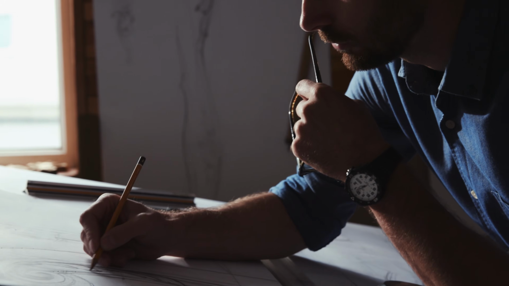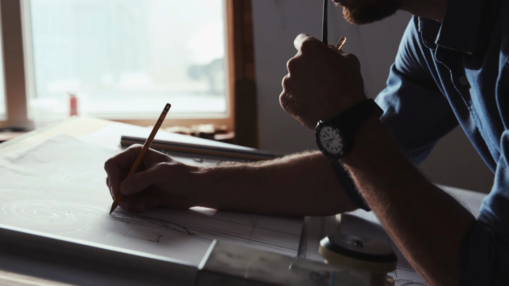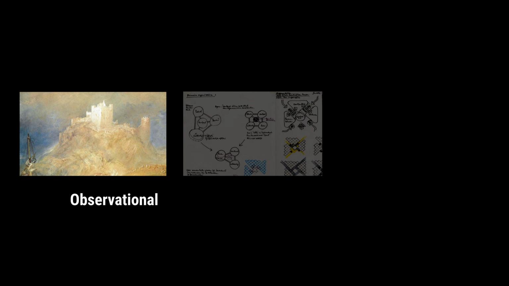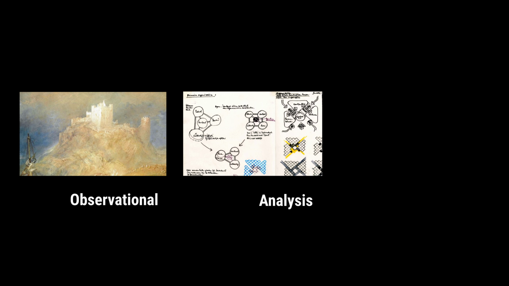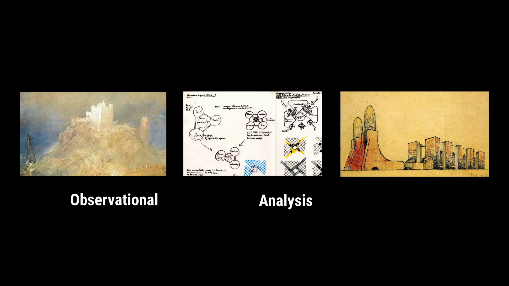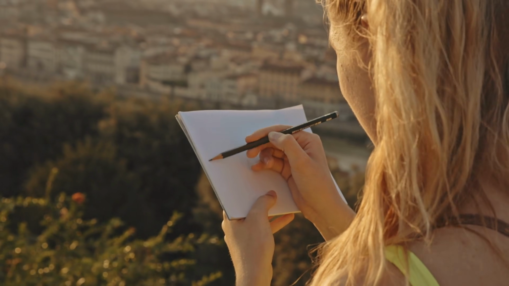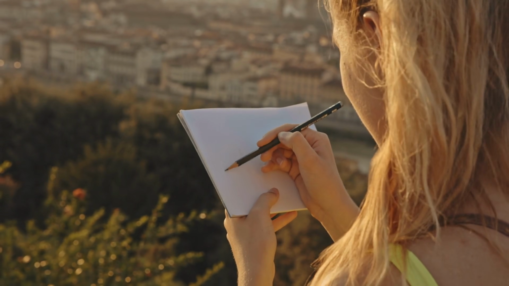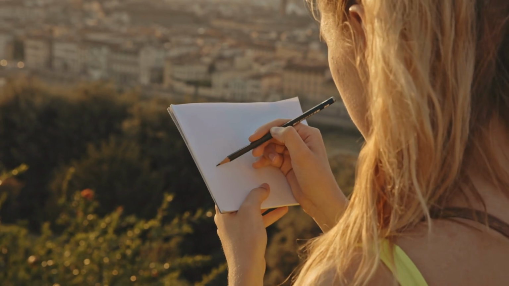There are many different types of drawings an architect must master. These can be broadly grouped into three types: observational, analysis, and design. Architects use drawing to research, analyze, and problem solve. Observational drawings are based on seeing and recording one's observations. This is drawing from life.